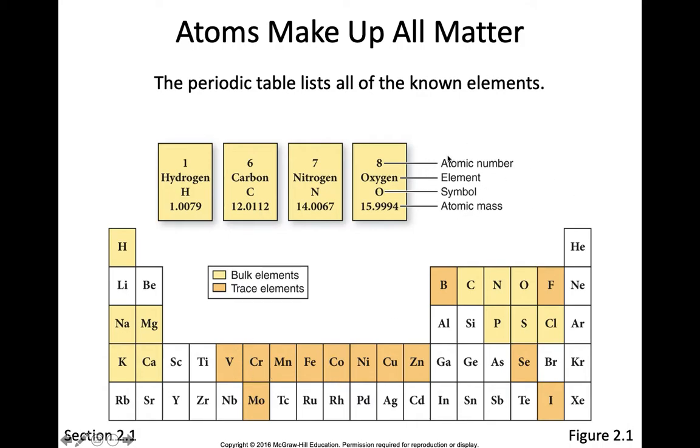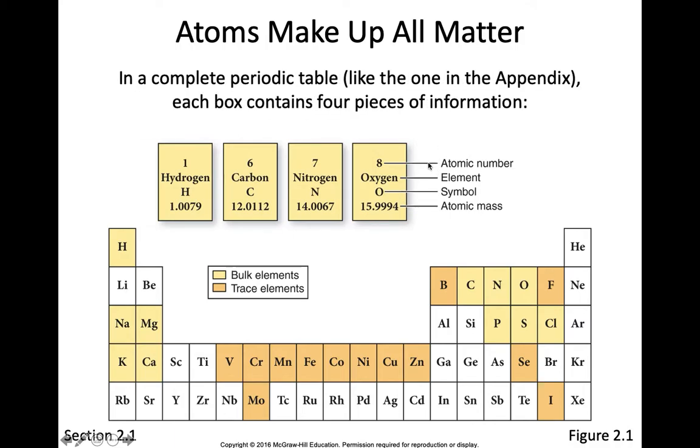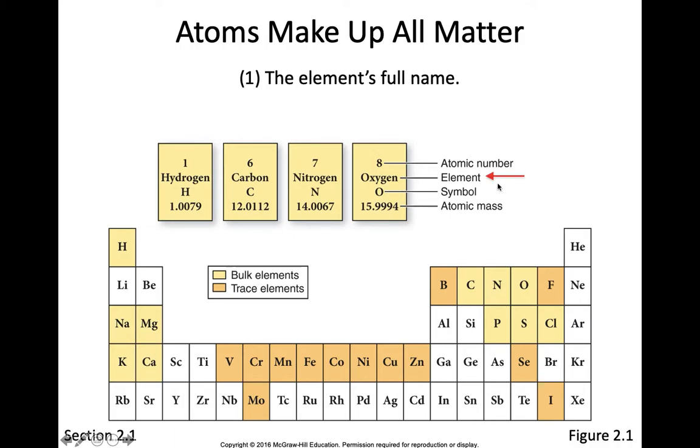So we will talk about what the periodic table means, how you read this, what all this stuff up here means, what all these numbers and symbols mean individually here in just a second. So the first thing that we're going to talk about is the element itself.